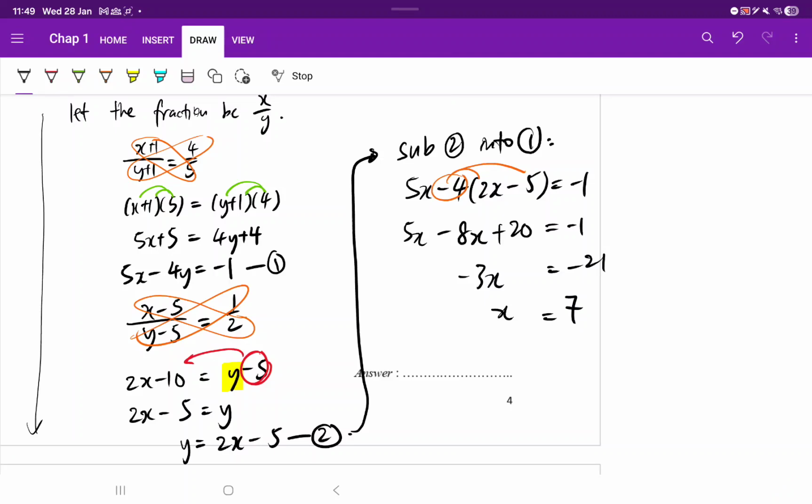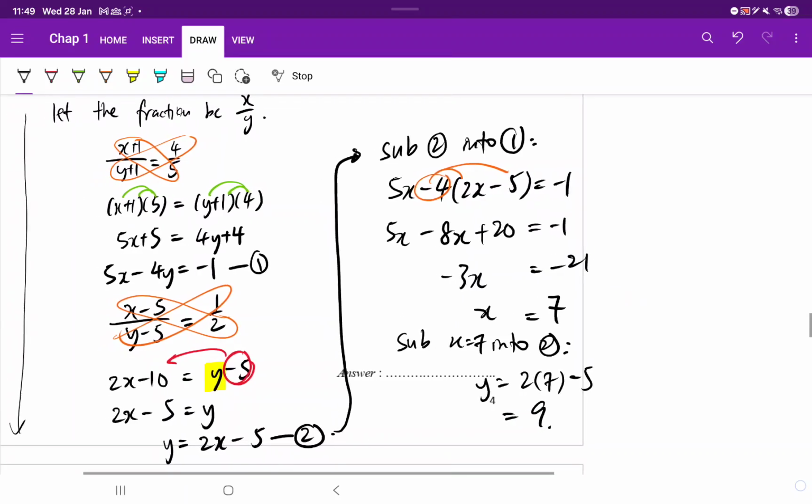And now it makes sense that x is 7. Because x is a numerator, right? The numerator shouldn't be a fraction. Do you understand? Oh, that's how I catch my own error. See, it can happen to you too. Now that I know x is 7, I now sub it back. So sub x equals 7 into equation 2. And I have y equal to 2 times 7 minus 5, which is 9.